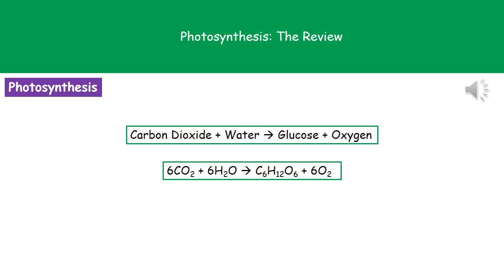On your exam paper you may be asked to write either the word equation or the balanced symbol equation for photosynthesis. So the word equation first of all is carbon dioxide plus water makes glucose plus oxygen. The sequence in which you write the carbon dioxide and the water, or the glucose and the oxygen, doesn't matter. And then our balanced symbol equation is 6CO2 plus 6H2O makes C6H12O6 plus 6O2.